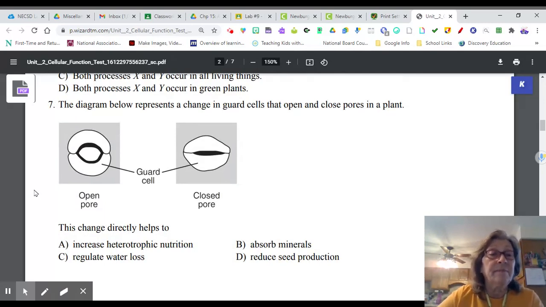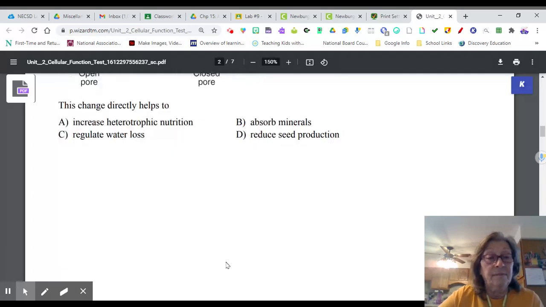Question number 7. The diagram below represents a change in guard cells that open and close pores in a plant. Take a look at the illustrations here. We have an open pore, the guard cell, and the closed pore. This change directly helps to A, increase heterotrophic nutrition, B, absorb minerals, C, regulate water loss, or D, reduce seed production.